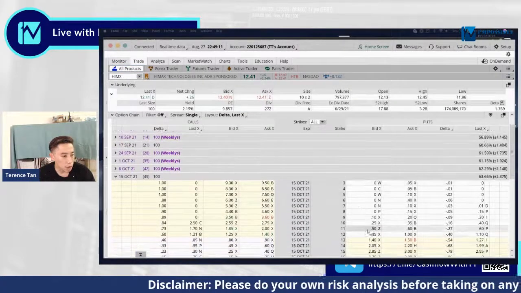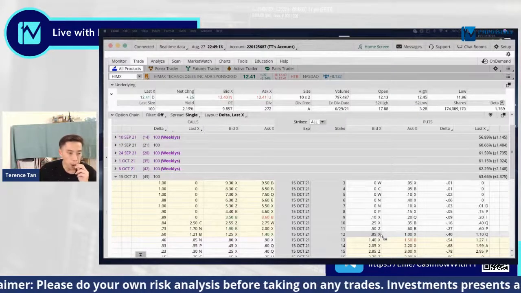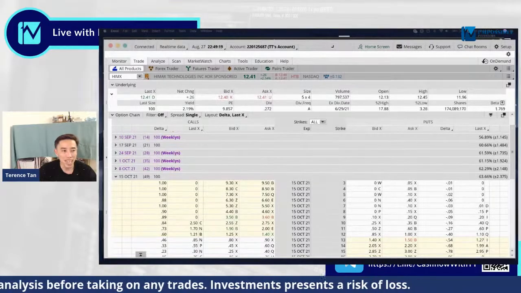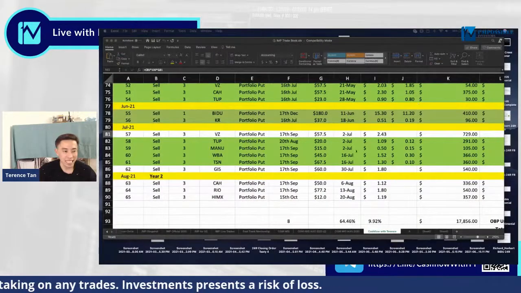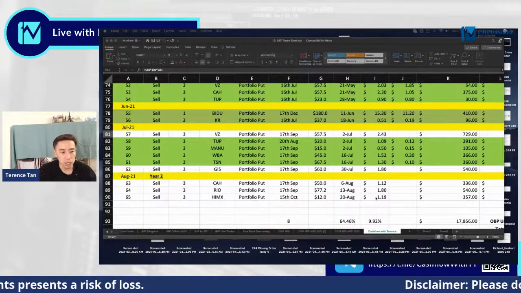15 October, $12 put for 119. All right, we have some slight profits today. We can probably get it close for about 95 cents or $1. So we're about 20 cents in profit. Nothing to shout about. After 1 week, I'm sticking to this position.